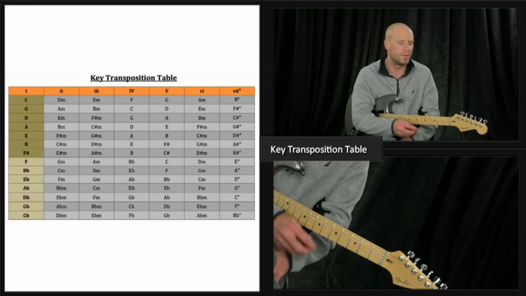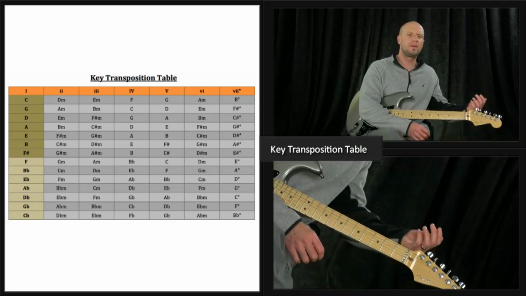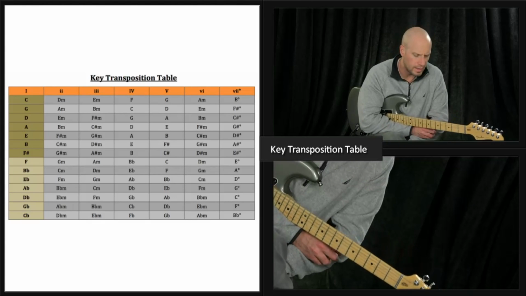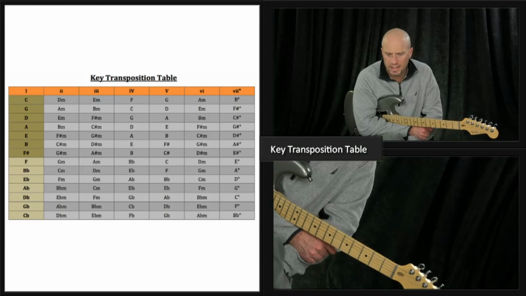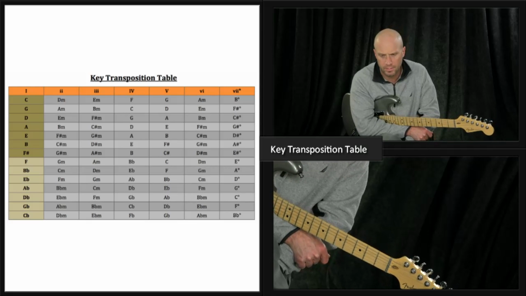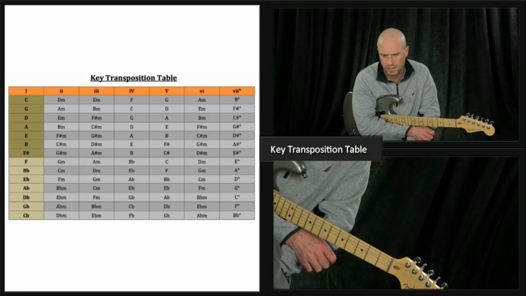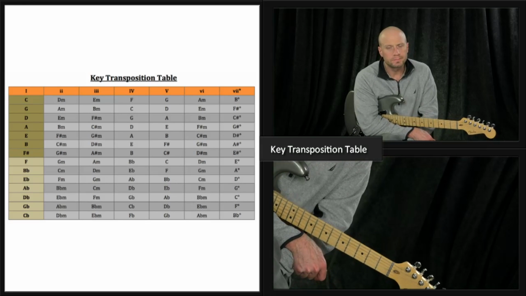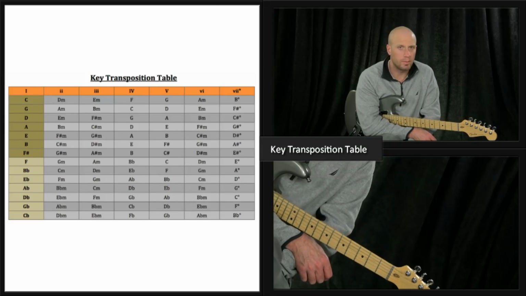Be comfortable with it. Be able to play it. The key of A. Okay, well, my 1, 4, 5 in the key of A major is A, D, and E. And my relative minor, my minor 6, is F sharp minor. That kind of thing. And then, for now, take it to the transposition table.